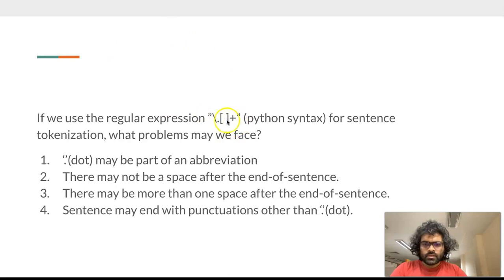The question is, suppose we want to tokenize a sentence with this syntax. What does this syntax mean? Does anyone have any idea? Slash dot then plus, this is actually a Python syntax. If anyone has any idea, they can write it in the chat box.